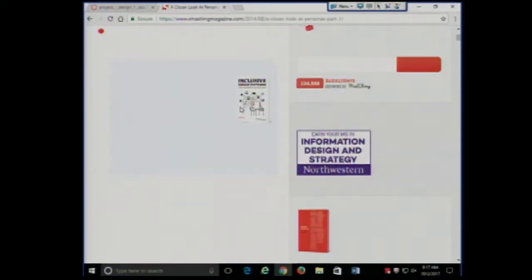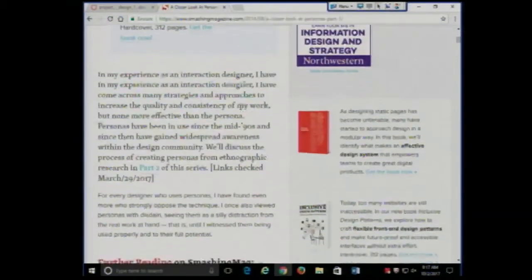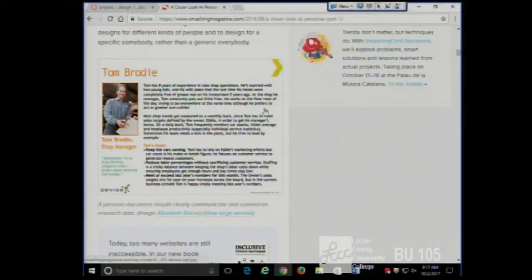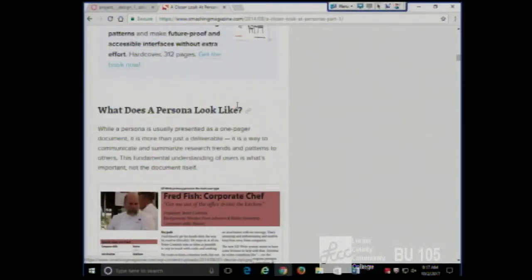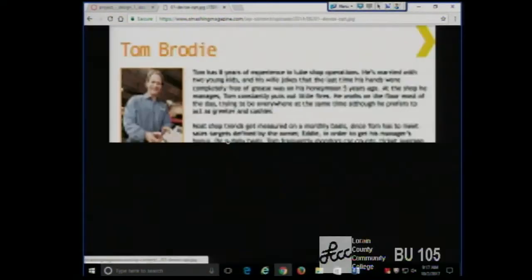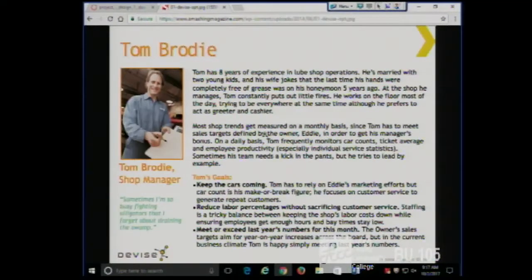Talks about what a persona is, what do personas look like. Here's an example. You make up a little story about them. So you give them a name. This is Tom Brody. And I was going to say, isn't he quarterback for the Patriots? But that's Tom Brady. But they make up a little story about them.